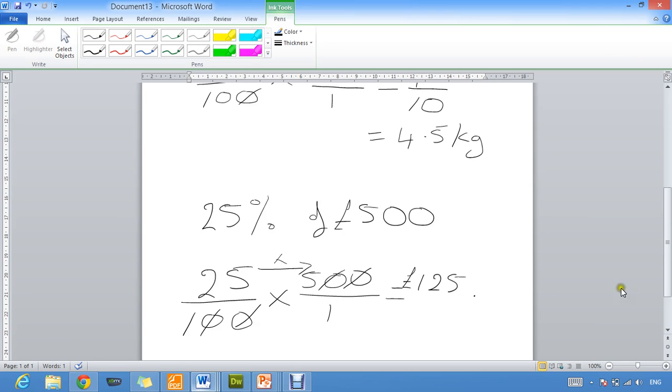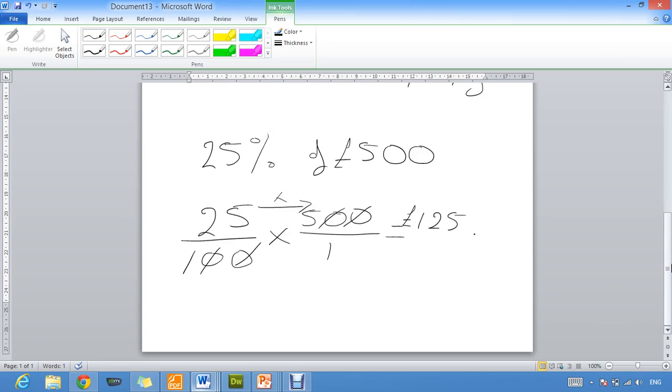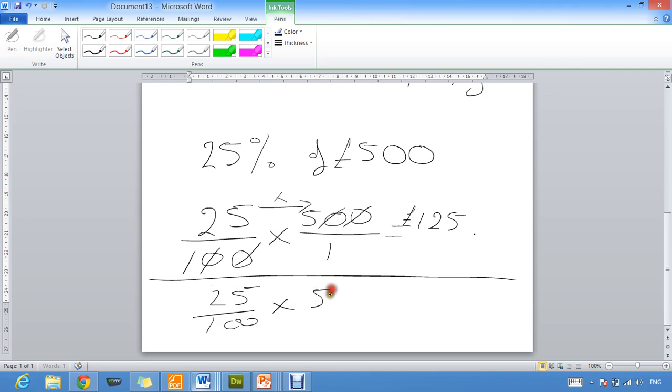Now the key thing you have to remember is that if you have a decimal amount, because they can ask you these questions in calculator papers as well, you cannot cancel the 0. So for example, if you had, let's say, 25% multiplied by £5.50, I cannot take the 0 away here, okay, because it's a decimal. I can only take the 0 away when it's a whole number. So in this case you can just use a calculator and divide your answer by 100.